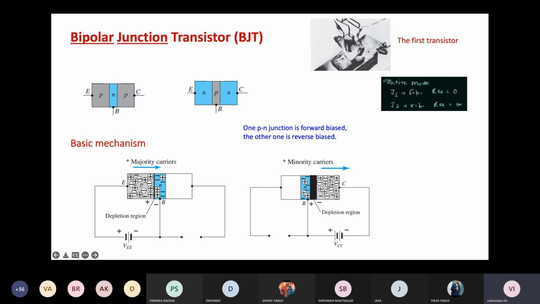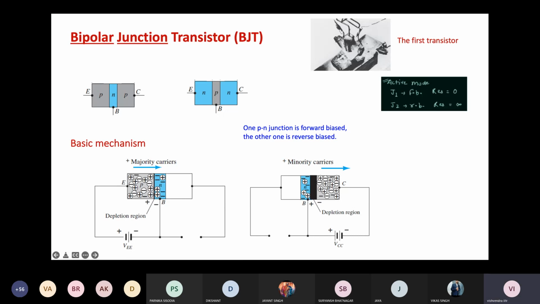And the holes coming from the emitter side become minority carriers in the base terminal. Since this base-collector junction is reverse biased, the current here will be just the minority carrier drift current. And what are the minority carriers? They are the holes coming from the emitter junction. They become minority carriers in the base, and they are swept by this reverse bias junction to the collector side.